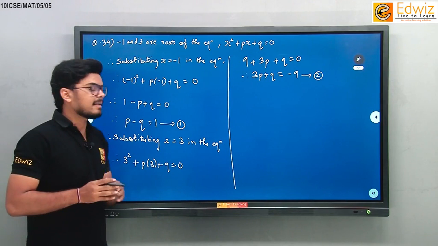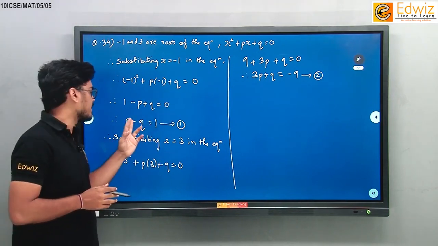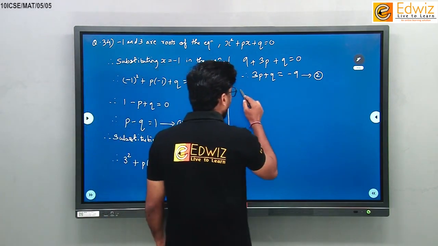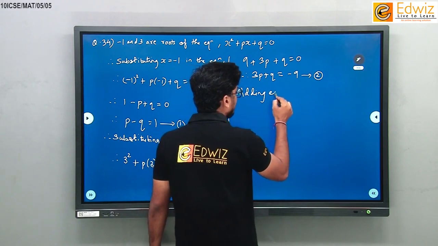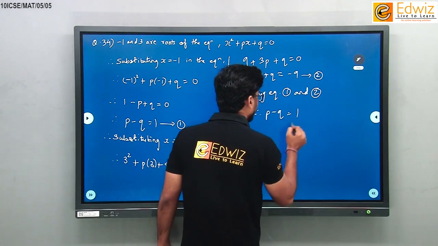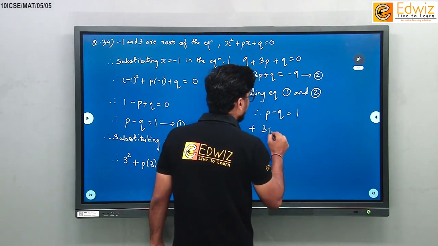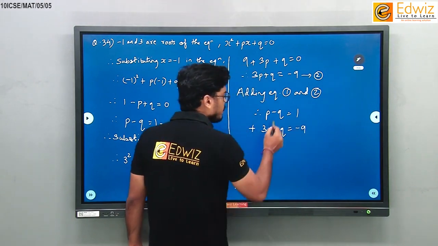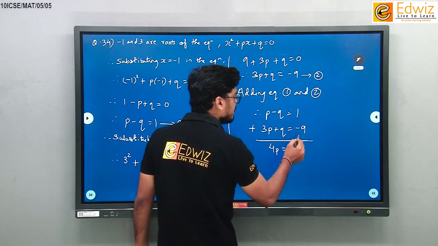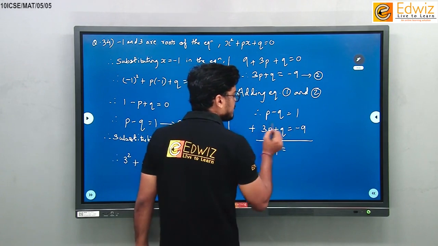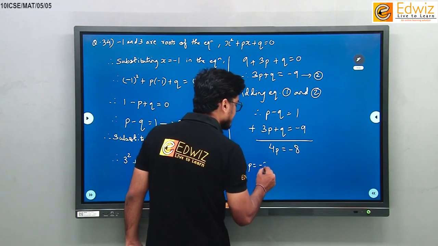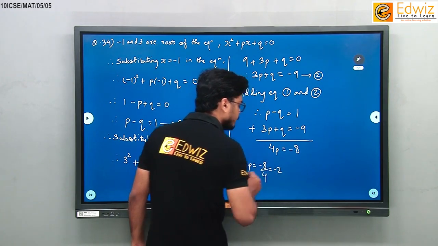So if we want to solve these two equations, we can directly eliminate q by just adding the equations. Minus q here and plus q there, it will get eliminated if I just add the two equations. So adding equation 1 and 2, p minus q equal to 1. Second equation is 3p plus q equal to minus 9. So minus q plus q will get cancelled. P plus 3p will become 4p. 1 minus 9, so 1 minus 9 is minus 8. So what is the value of p? Minus 8 divided by 4, that is minus 2.